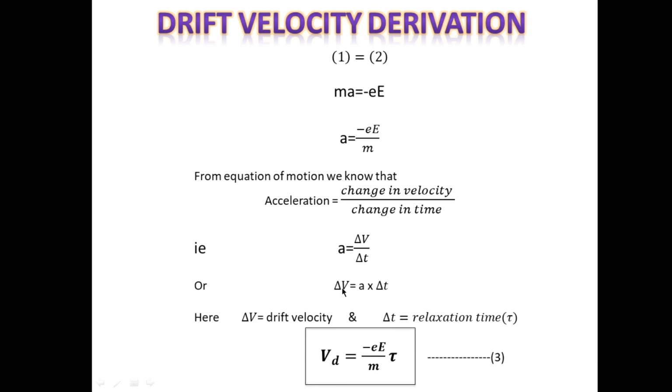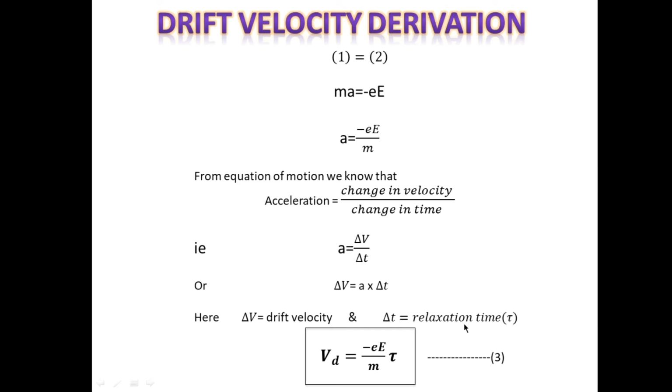Generally, the normal equation for acceleration is the change in velocity over the change in time, where the change is represented by the Greek letter delta. So I'm rewriting that as delta v over delta t, right? Once again, a small rearrangement: I'm taking the delta t to this side. So the change in velocity is given by acceleration times the change in time, where the change in time here is nothing but the relaxation time.